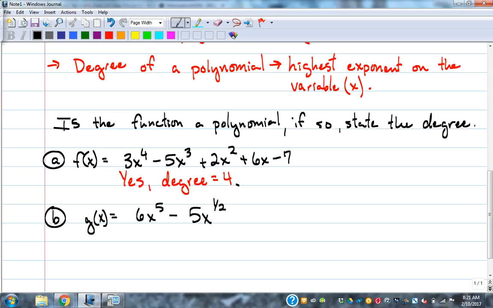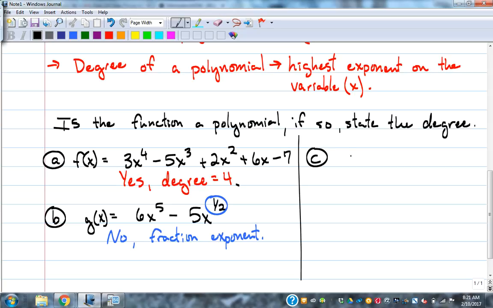What's the problem? No fraction, and the reason is fraction exponent. That's why. So we don't have it. It's not a polynomial, so we don't even state the degree of it. It doesn't have a degree. One half is a fraction. That's against the rules.